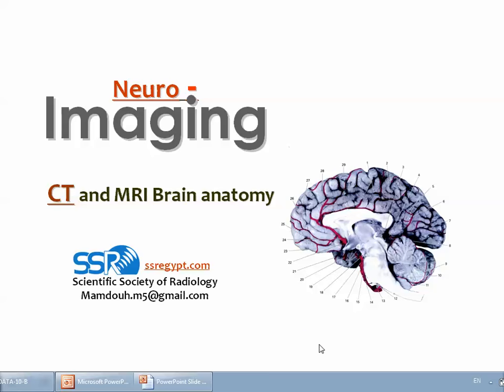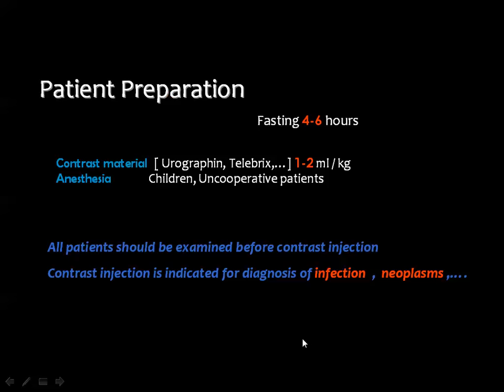Then, as you all know, we do not usually need some preparation for patients who are going to have a CT scan of the brain, especially those who are scanned for emergency causes. But sometimes we need the patient to fast for about 6 hours if he is an adult, or 4 hours if he is in the pediatric age group, if we are going to give the patient contrast material, or if we want to sedate him so that the scan is not disturbed by the patient's movement.